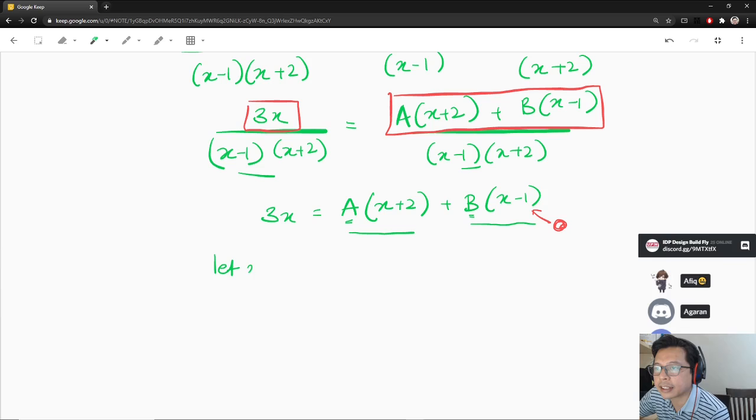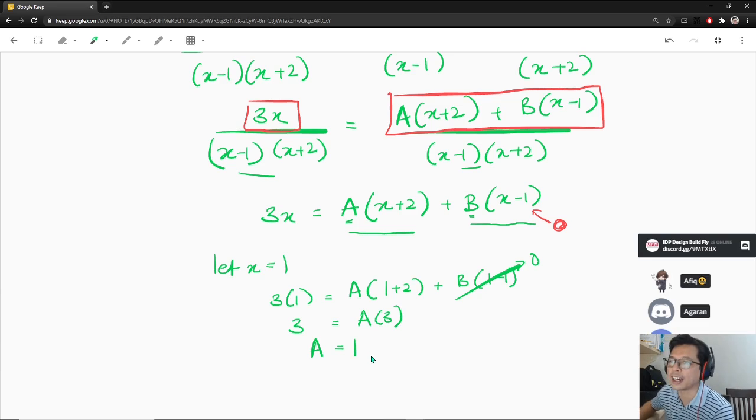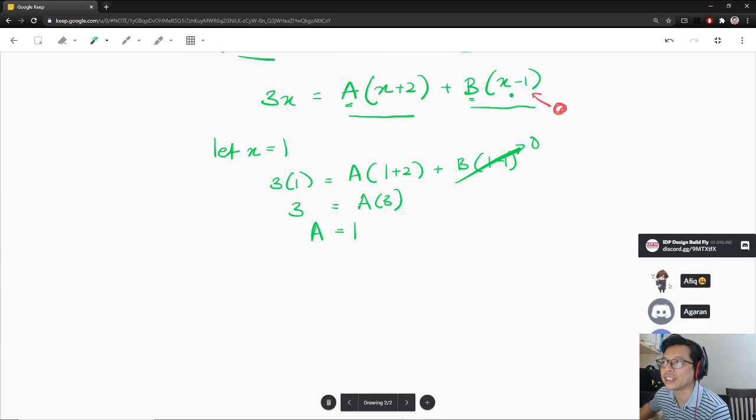Let x equal 1. What will happen? So we know that 3 times 1 equals a(1 plus 2) plus b(1 minus 1). This is 0, so I can cancel this out. I'm left with just a. So this is 3 equals a times 3. Easy. So a is 1. Now I know what a is. Now I need to find b.